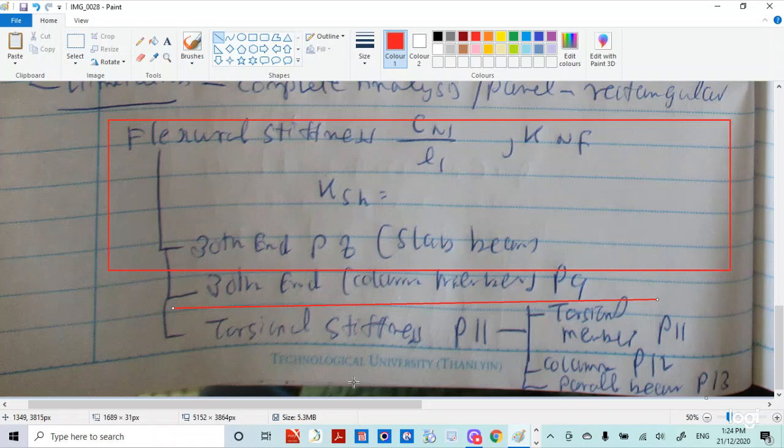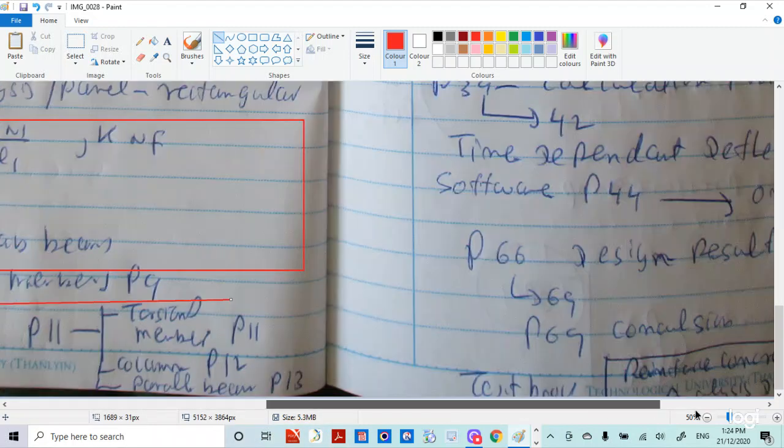In this case, the both-end calculation you can find on page number 8, and the column calculation you can see on page 9. In the meantime, we also need to calculate the torsional stiffness, which is provided on page 11: the torsional member calculation on page 11, column on page 12, and the column beams on page 13. Those contents are included in this design calculation.